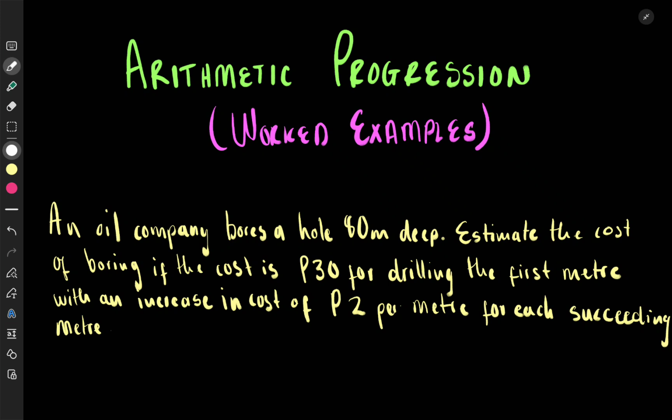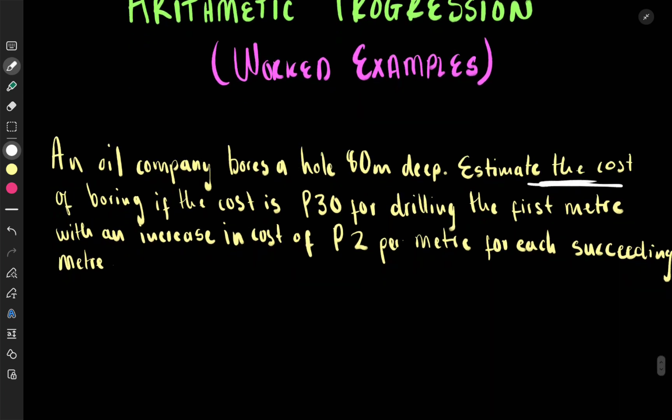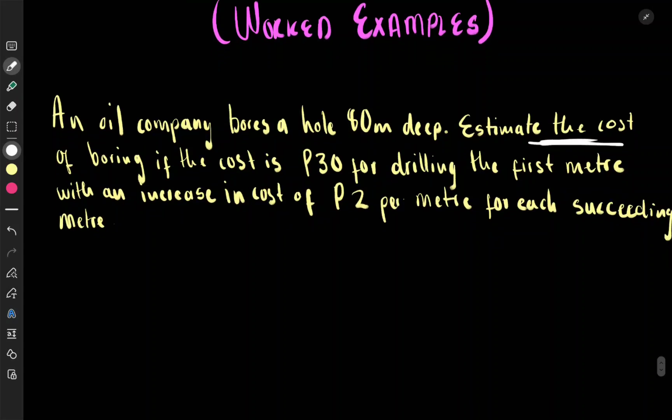So we are saying plus 2, plus 2, plus 2, plus 2 in cost. So here it says estimate the cost. They want the total cost, in other words, the sum, because the total cost is the sum when you add up all the increases. Okay, so what would we be saying here? Let's make this an AP because we are increasing by 2 per meter.